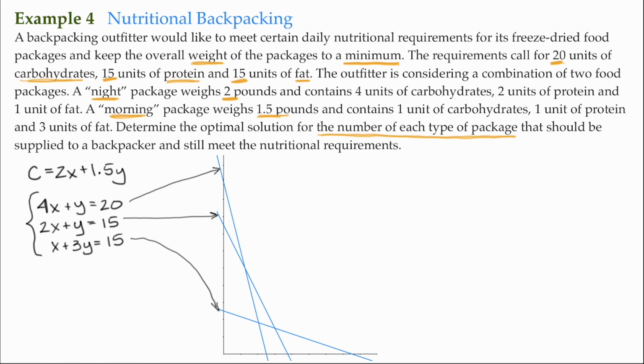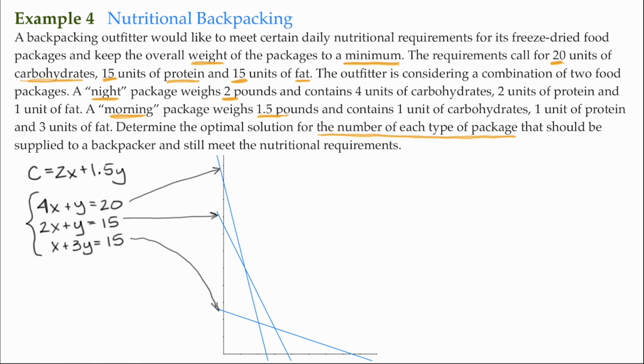But again, since this is a minimum, the requirements call for 20 units of carbohydrates. So we can have more than that. There could be more than 20 units. There could be more than 15 units of protein. There could be more than 15 units of fat. So as long as it has at least 20 units. But of course, we want to keep it to a minimum, yet still meet the nutritional requirements.